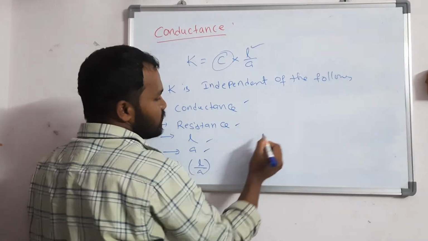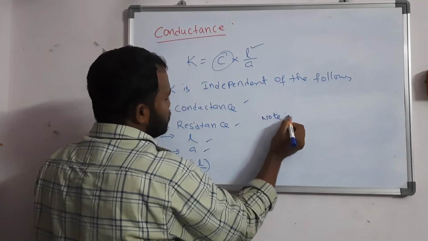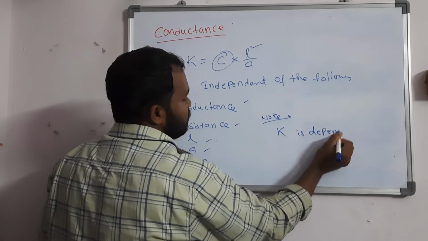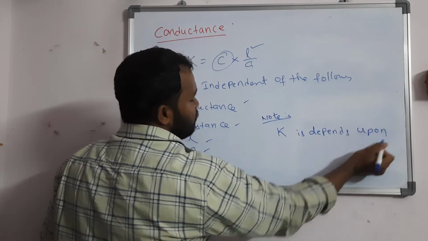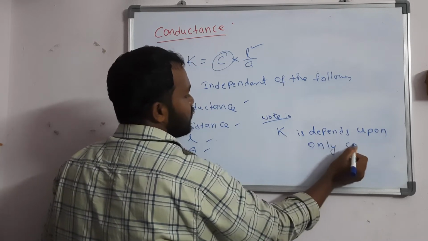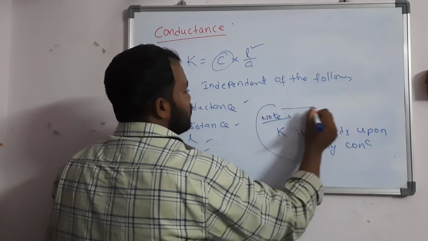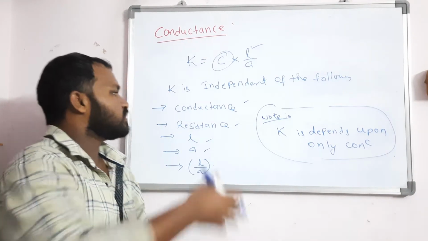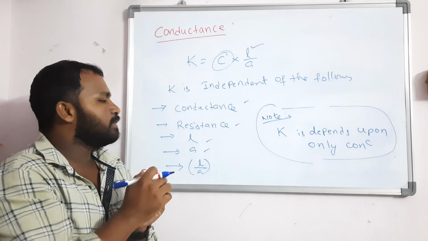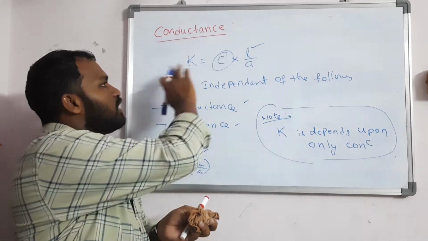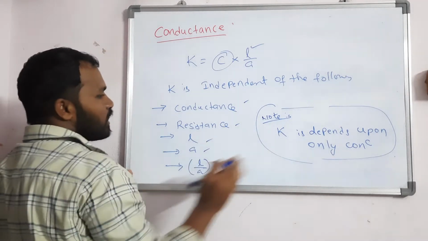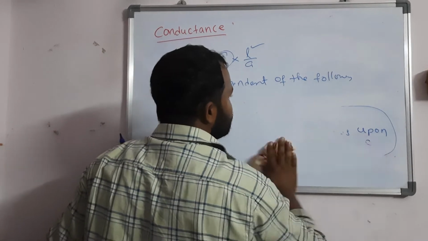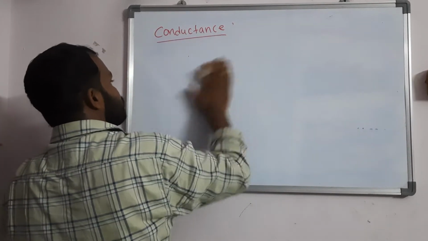So next, K depends upon only concentration. Note, this is a note, very, very important. K depends upon only concentration. From the exam point of view they will ask which of the following factors specific conductance depends upon. Otherwise they will ask which of the following is not independent. So like this they will ask. So K is equal to C into L by A. K depends upon only concentration and it is independent of the conductance, resistance, length, area and cell constant.